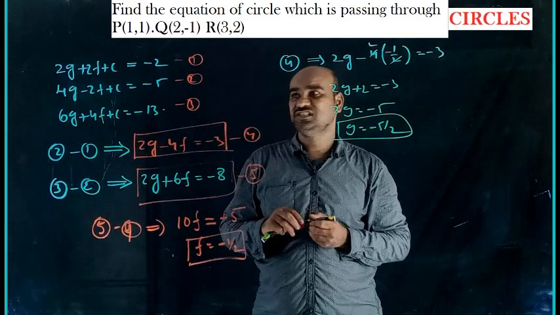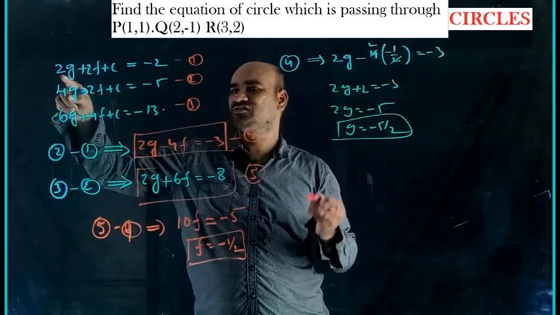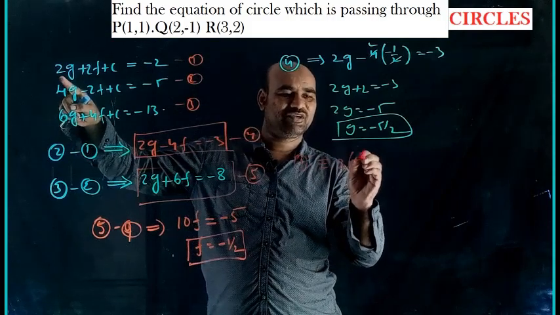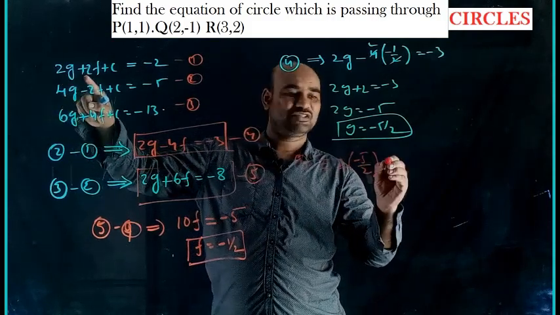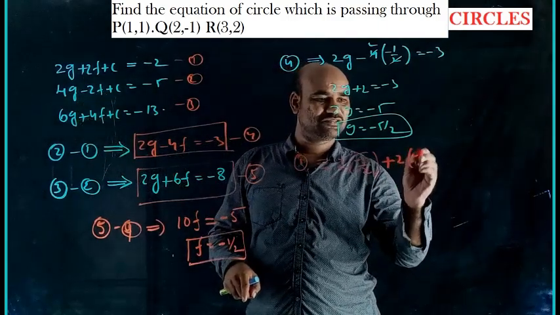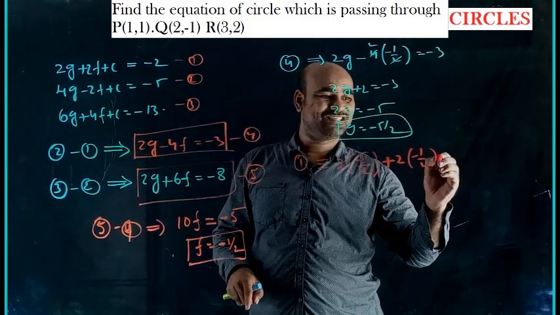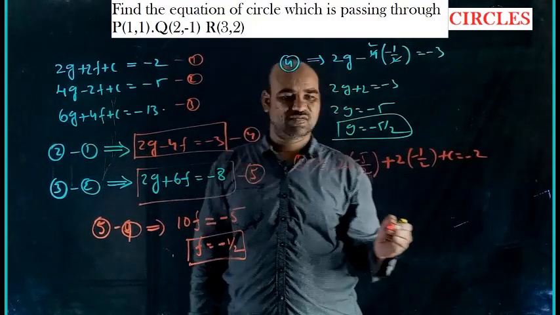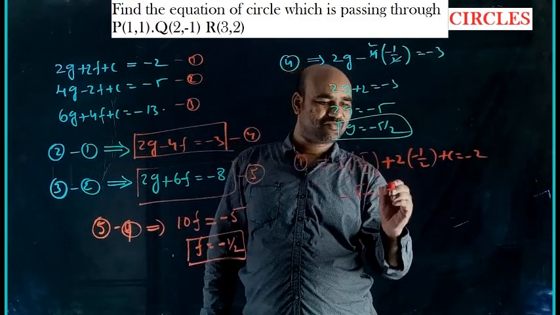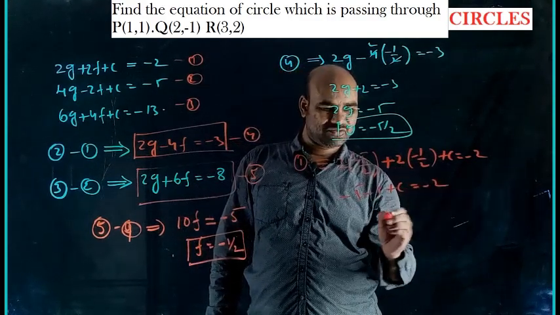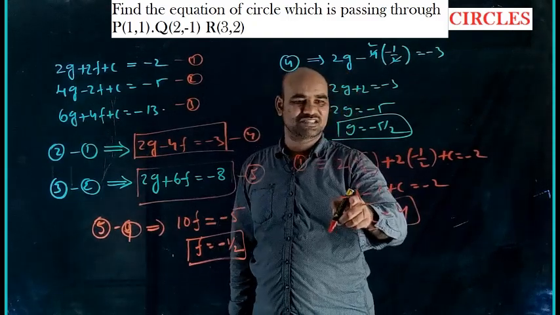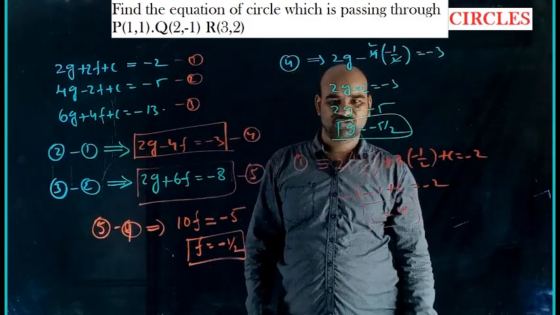Now you want to find the c value using any one of the equations. So I want to use first equation. 2g minus 5 by 2 plus 2f, f somewhere here minus 1 by 2 plus c equal to minus 2. So cancel minus 5 minus 1 plus c equal to minus 2. C equal to 4. See here minus 6 plus 6 minus 2 plus 6, 4.